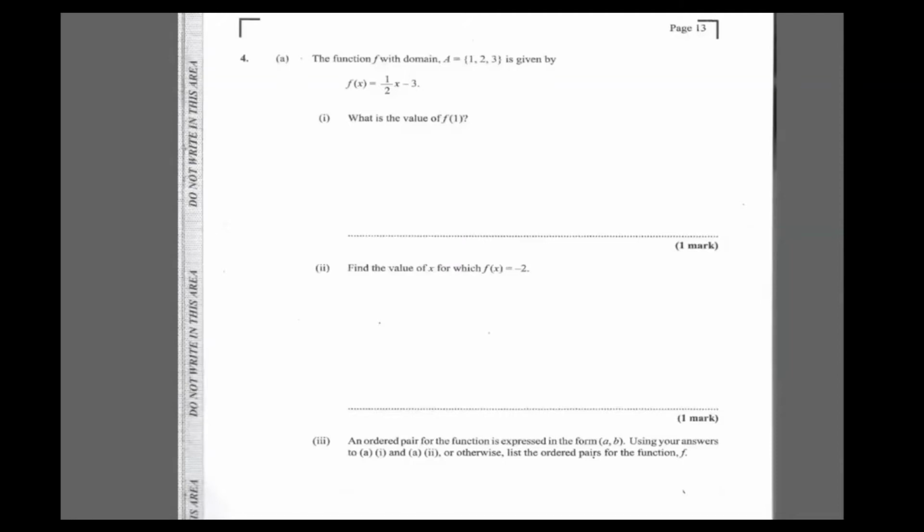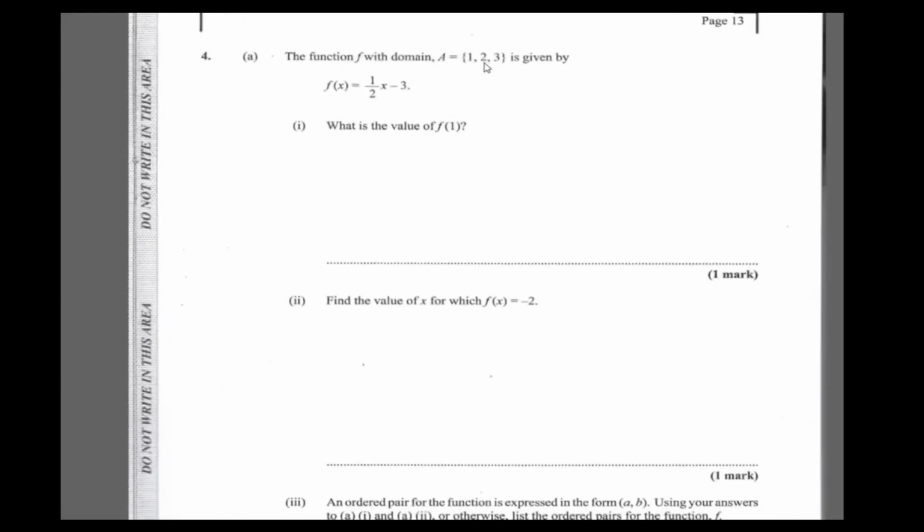All right, now let's go to question 4. Question 4 says, what is the value of f of 1? And they give us a function where the function is defined on the domain 1, 2, and 3. So no other x values matter but 1, 2, and 3. So what is f of 1? We plug in 1.